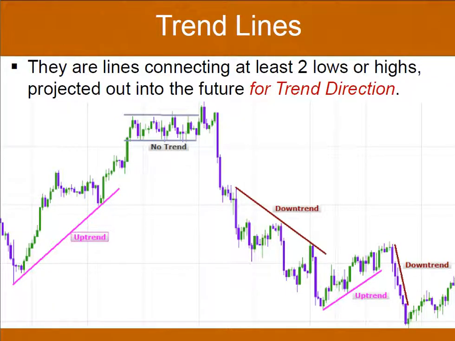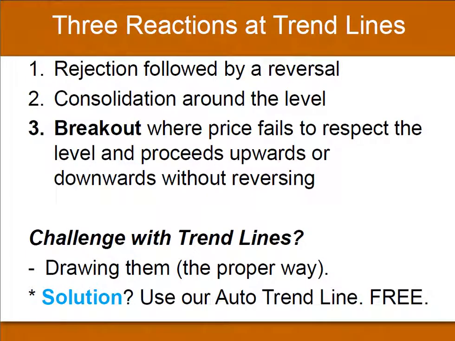How do we trade them? There are many ways you can trade this, but the popular ways of trading trend lines are: one, you can play the rejection. That means you will anticipate that price will hit the trend line and bounce back, causing a reversal. That's what you see here. That's case number one, a reversal.